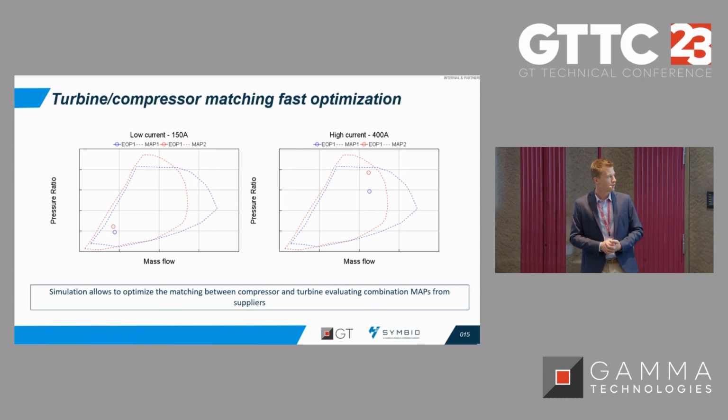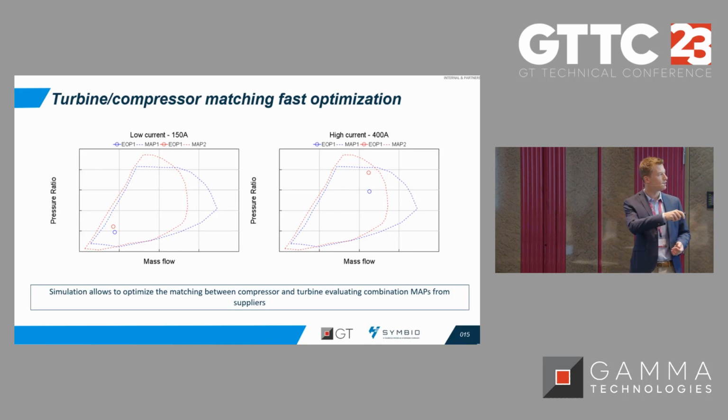A second work that we performed with our GT Suite model is to optimize the matching between the compressor and the turbine. Here you can see on the right, at high current, two different kinds of matching, so different kinds of compressor and turbines.